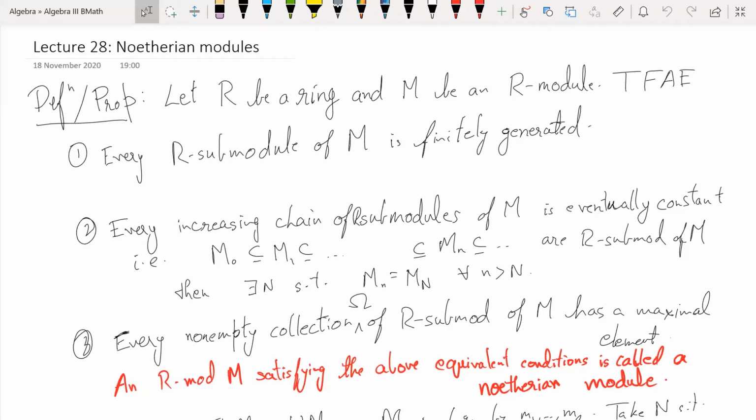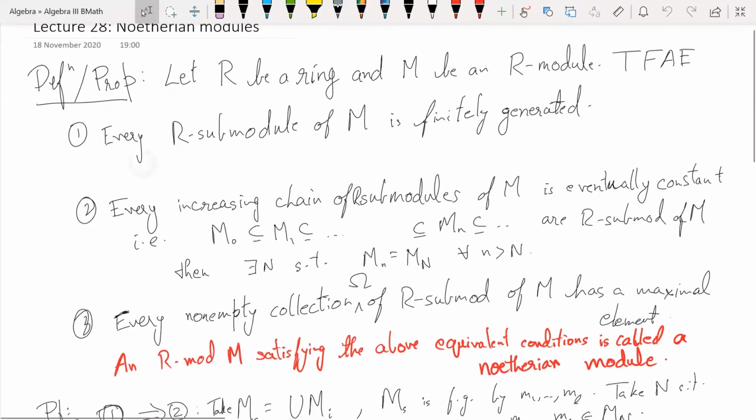So what is the definition? Let R be a ring, M be an R module, then the following are equivalent. One: every R submodule of M is finitely generated. Like in a Noetherian ring, where we wanted every ideal to be finitely generated, here every R submodule of M should be finitely generated.